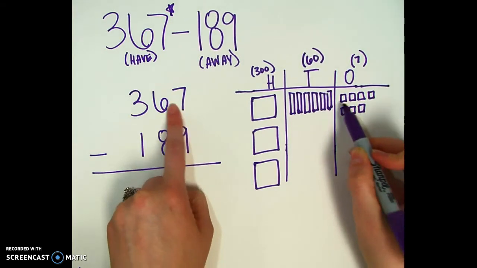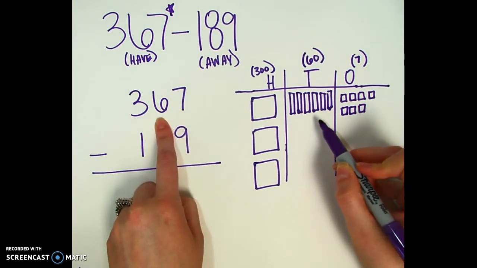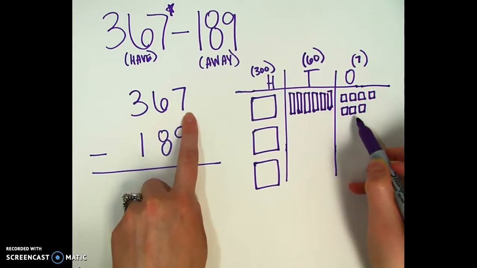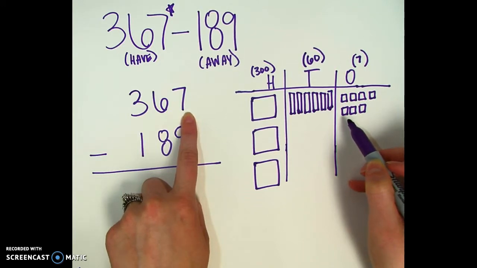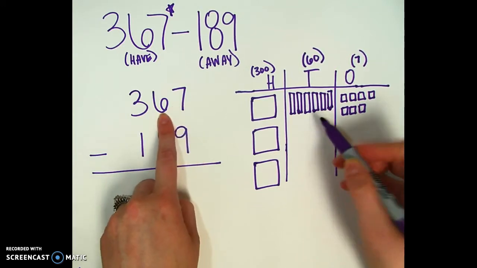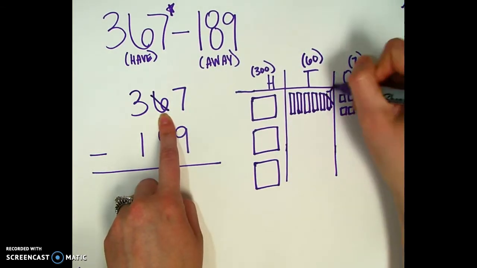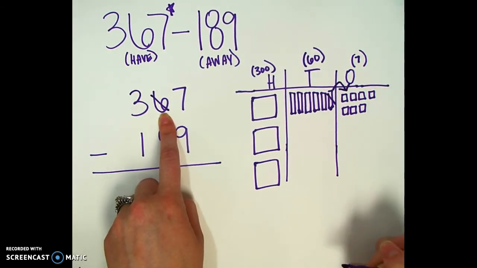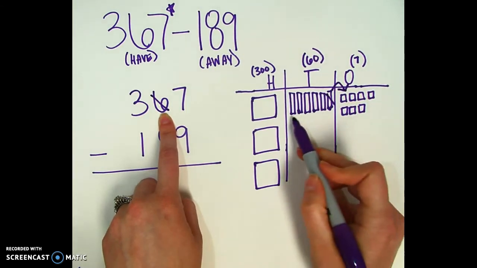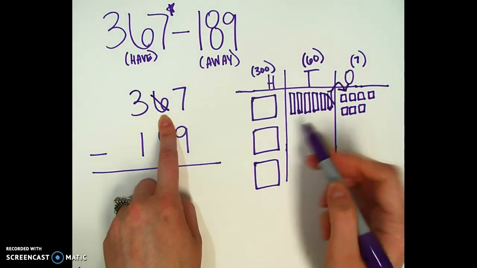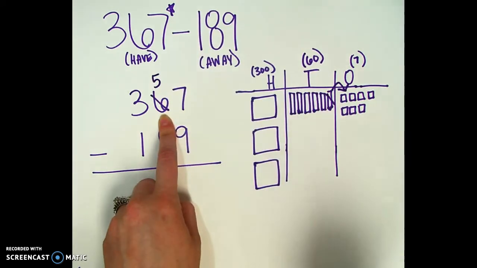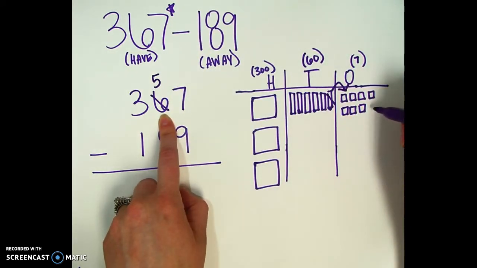So I go to whatever's next door, which is my tens place. I'm going to take one away and give it back to whatever needs it. So watch carefully. You're going to go to the tens place. We're going to take one and give it to the ones place. How many tens do I have now? I have 5. 6 minus 1 is 5. And I'm going to give it here.